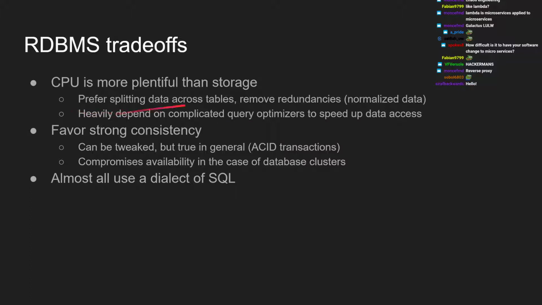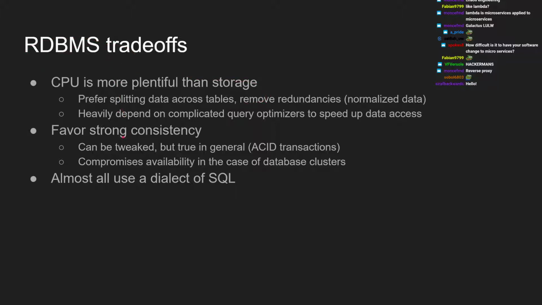Because you're splitting data across tables, queries can get very complicated in relational databases. They heavily depend on optimizers, indexes, and other very complicated things to speed up your data access.